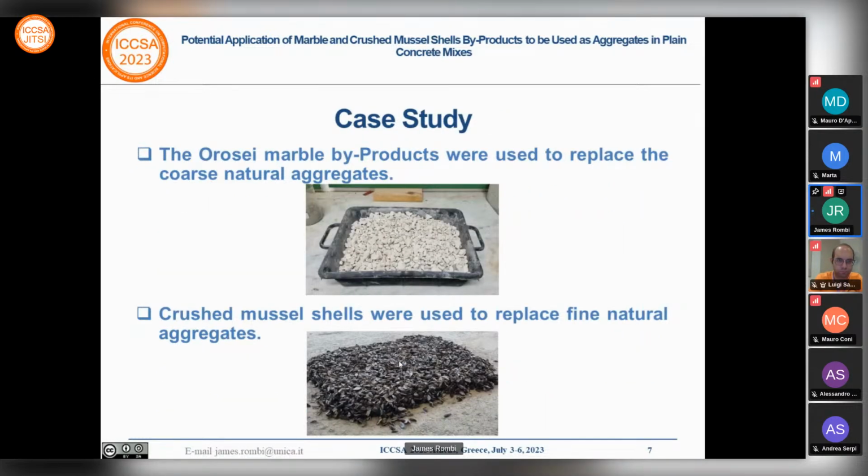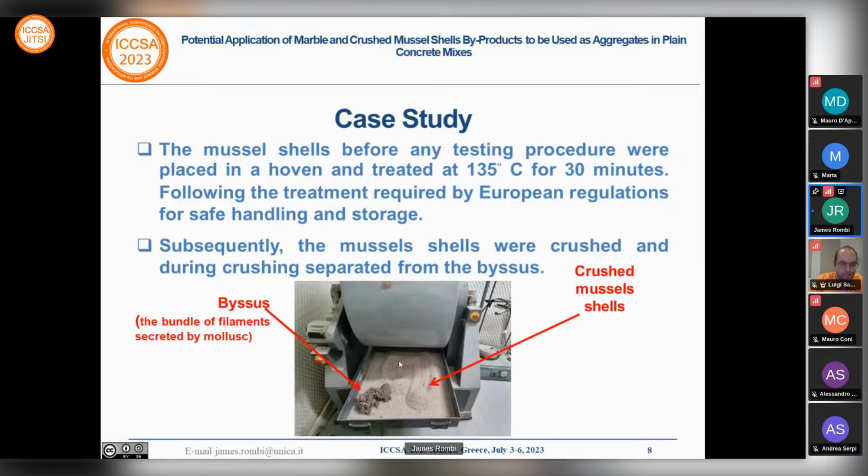In this case study, we used the Orosei marble byproducts to replace coarse natural aggregates, while the crushed mussel shells were used to replace fine natural aggregates. Before using the mussel shells, they underwent a procedure in order to be able to handle and store this type of material. They were placed in an oven at 155 degrees for 30 minutes. This is the regulation required by the European Union.